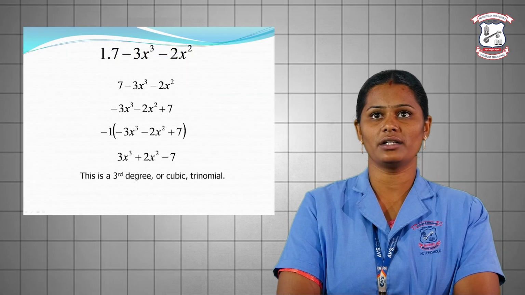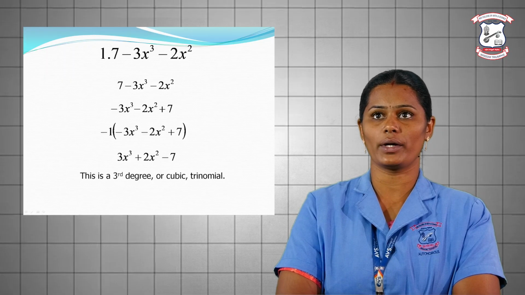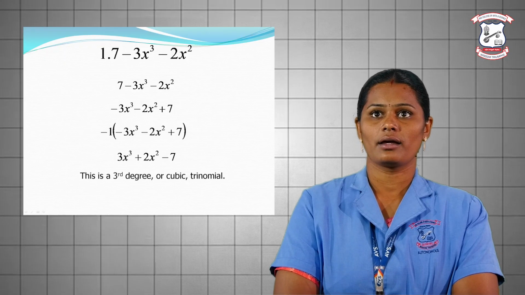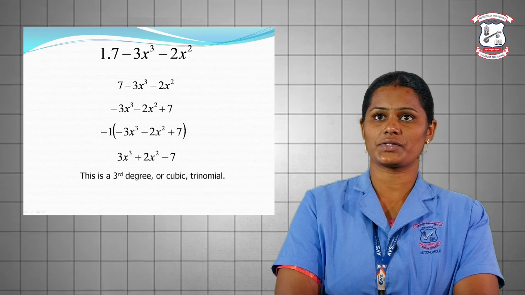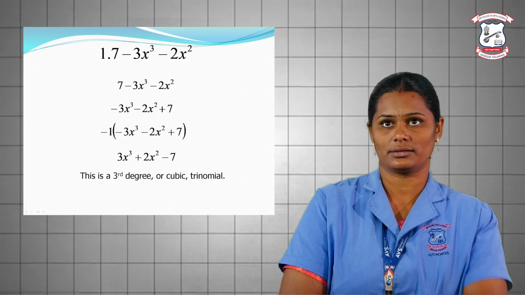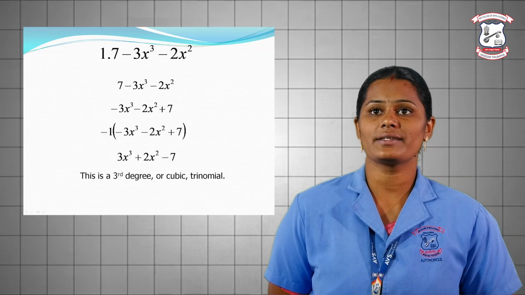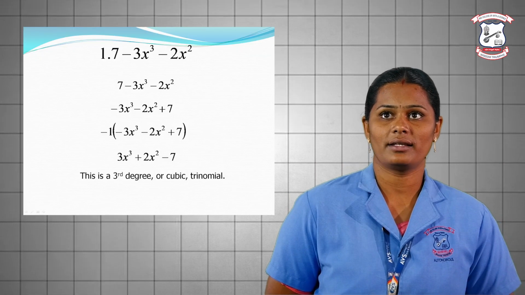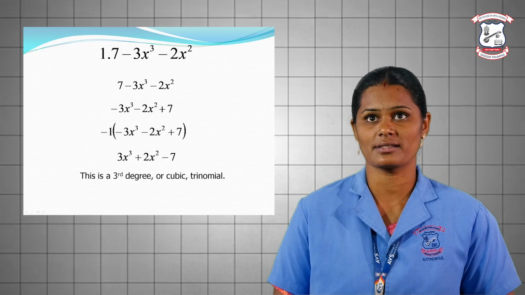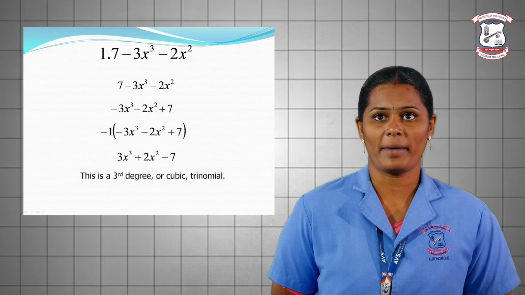In the first question, 7 minus 3x cube minus 2x square, we are going to arrange the largest degree first. The largest degree is minus 3x cube, which means the degree value is 3. So that comes first. So minus 3x cube comes first, and then the next term is minus 2x square, and then the last term is 7. So here the first term is only negative, no?